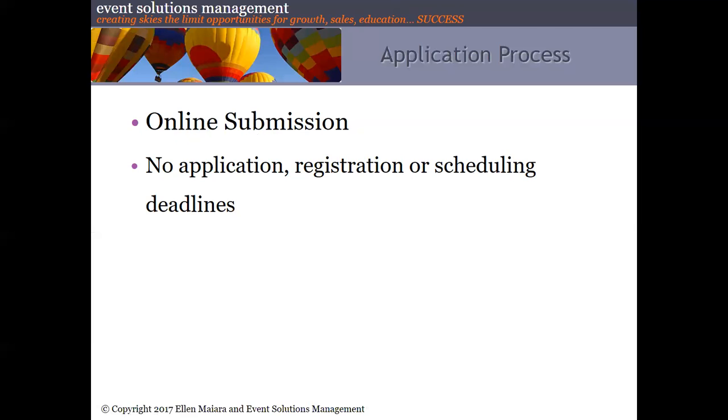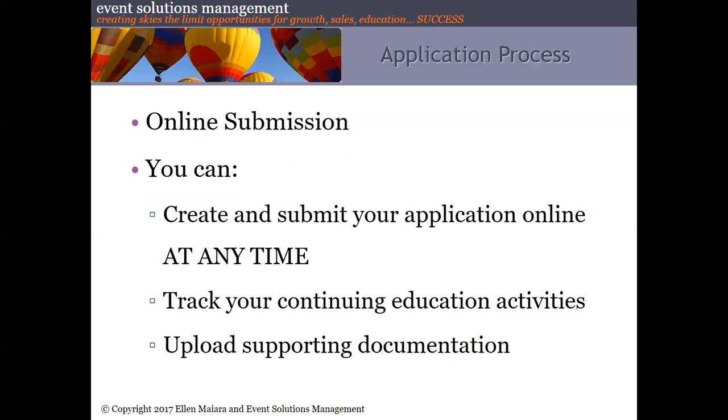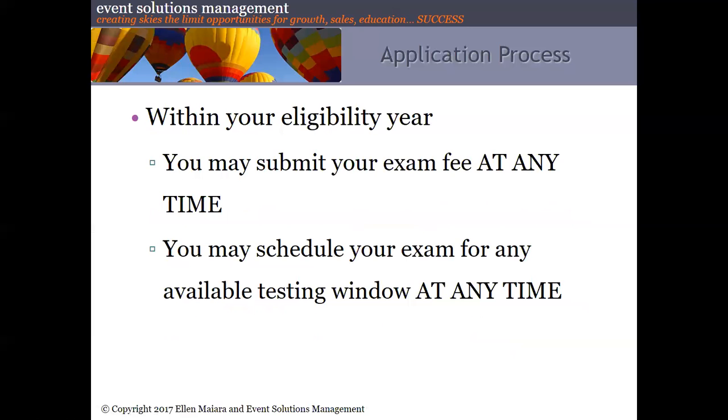For a period of time, there was a very complicated set of deadlines, and those have all been done away with. This makes the whole process much easier for most people. So you can create and submit your application online at any time. You can track all the continuing education activities online, and you can upload supporting documentation directly into your Events Industry Council account.